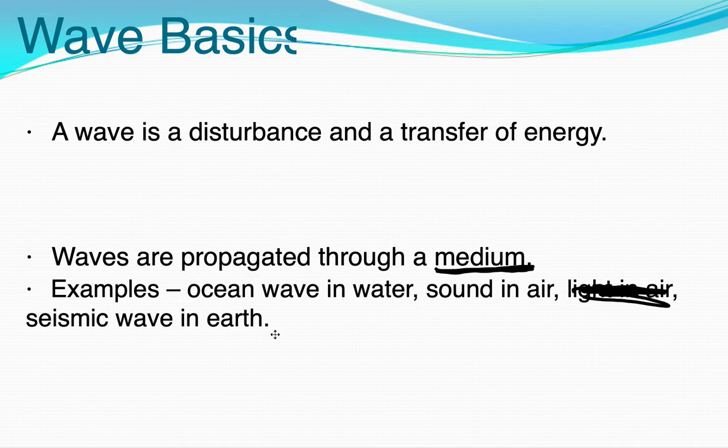So there has to be something for the wave to move. That something is called a medium. The medium is what the wave is traveling through, the particles that are being moved around by the wave. Simple so far, right? If you don't have anything to move around, then the wave can't travel. You can't have an ocean wave without water.